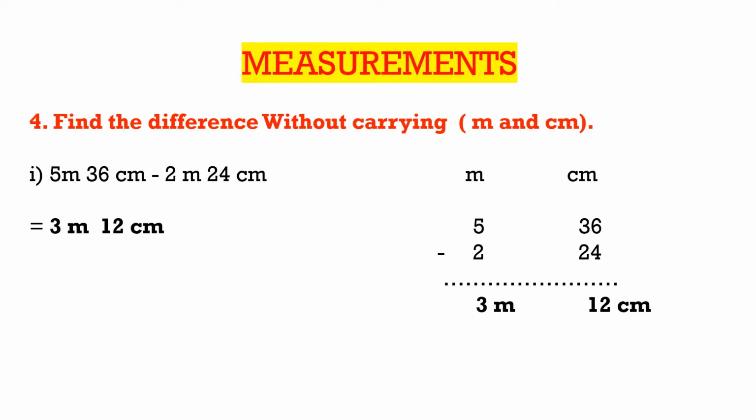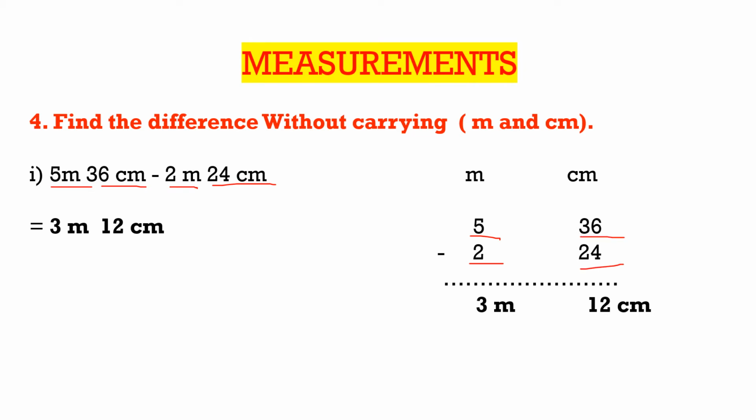First write down this meter and centimeter separately. In meter column write down 5 meter and 2 meter, and in centimeter column write down 36 centimeter and 24 centimeter.